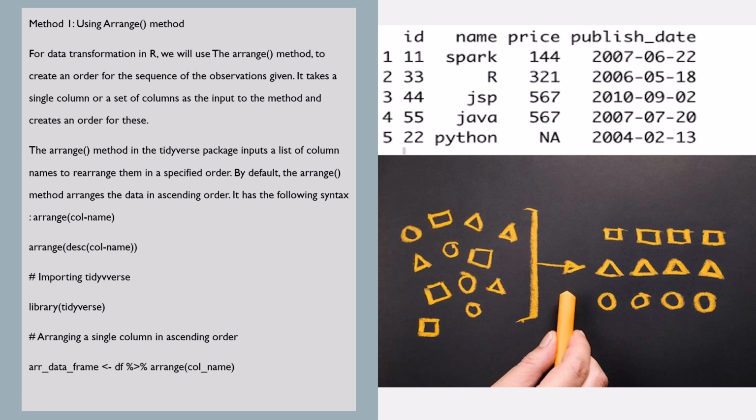So the arrange method in the tidyverse package takes a list of columns or column names and rearranges them in a specified order, ascending by default. This works like the sort function in Excel. The syntax is you write arrange and in brackets write the column name of your data frame. You can also pipe, if you don't want to always call the variable name, you just pipe the df onto the arrange function.